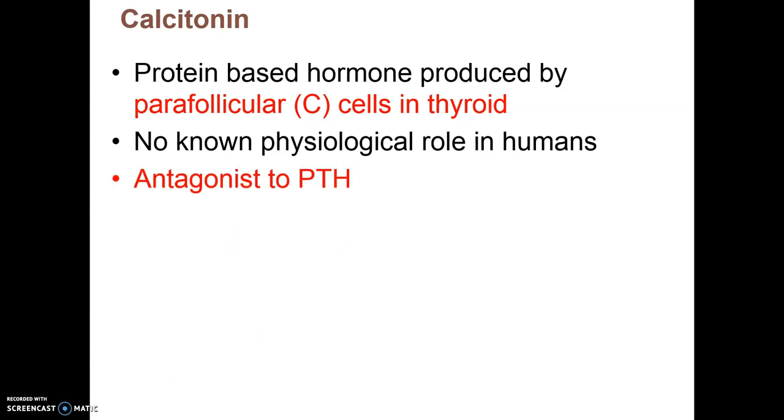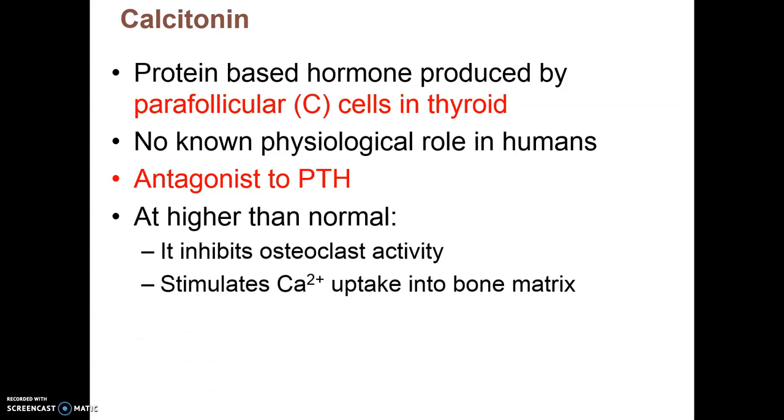Calcitonin. Calcitonin is a hormone which is released by parafollicular cells in the thyroid. They say it has no known physiological role, but calcitonin is an antagonist to parathyroid hormone, and calcitonin actually decreases the level of calcium in the blood, because calcitonin deposits calcium in the bones. At higher than normal levels, calcitonin inhibits osteoclast activity and it stimulates calcium absorption by the bones.